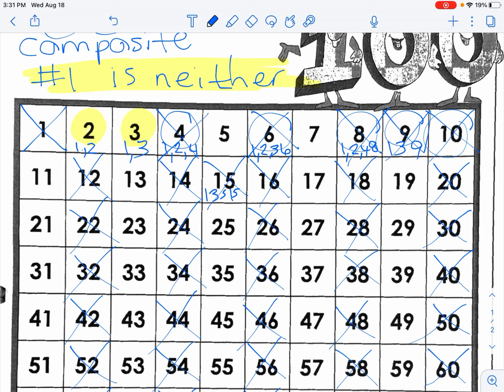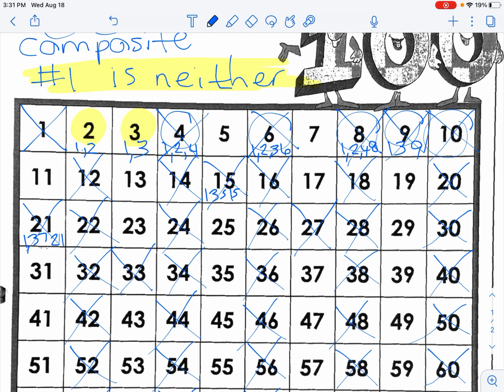3 times 6 is 18. It's been crossed out. 3 times 7 is 21. So that has 4 factors. So we're going to cross it out. So my point is every multiple of 3 is going to be composite because it's going to have factors of 1 and itself, and it's going to have 3 as a factor. 3 times 8 is 24. It's been crossed out. 3 times 9 is 27. 3 times 10 is 30. It's already been crossed out.